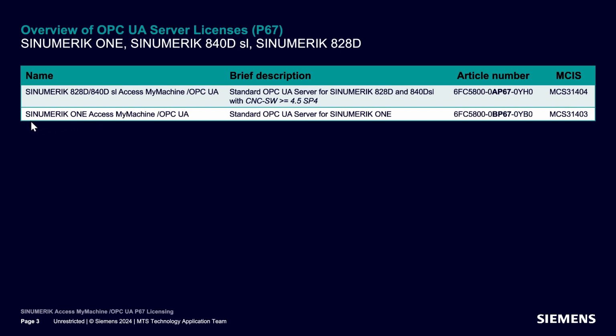If you have a SINUMERIK 1 control instead, you're in luck because all CNC software versions support the OPC UA server. In this case, you can purchase either the article number that you see here or the article number all the way on the right.